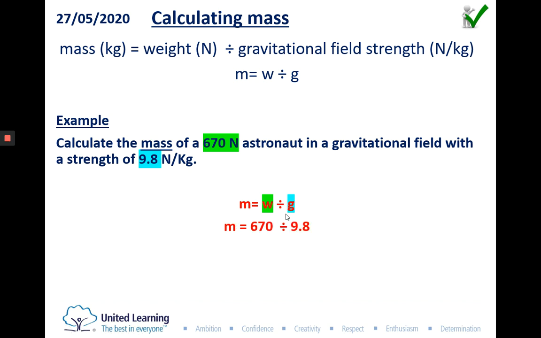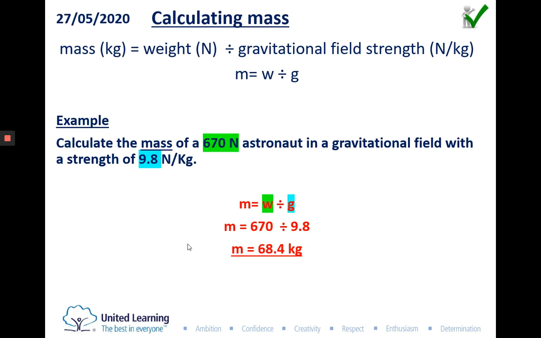You do 670 newtons, which is the weight. Again, weight is measured in newtons, divided by the gravitational field strength, which is 9.8. So you should get 68.4 kilograms. Again, mass is measured in kilograms.